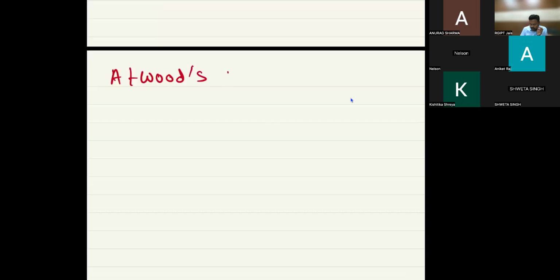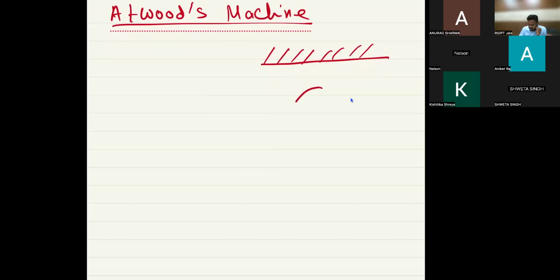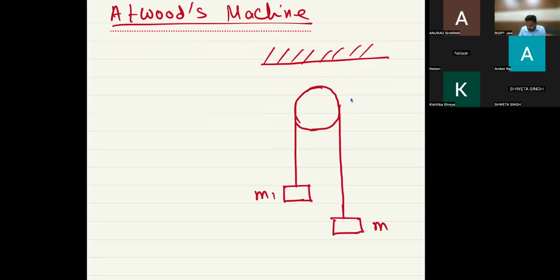This is also called Atwood's machine. In this case, you have a rigid support and a frictionless pulley, and two masses hanging from this pulley. Let's say this one is mass M1 and this is mass M2, and they are hanging from this frictionless pulley.